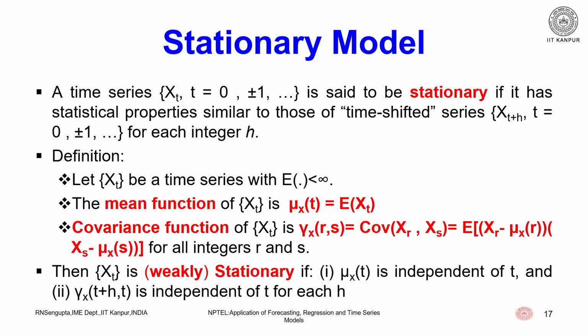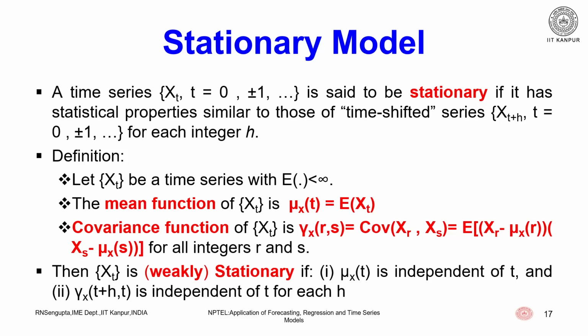This time series x t is weakly stationary if the mean value is independent of time and the covariance function, which depends on h, would not change and is independent of the value of t. Here h means that as you keep shifting the time series step by step, the covariance function does not change. So, let me give you an example.